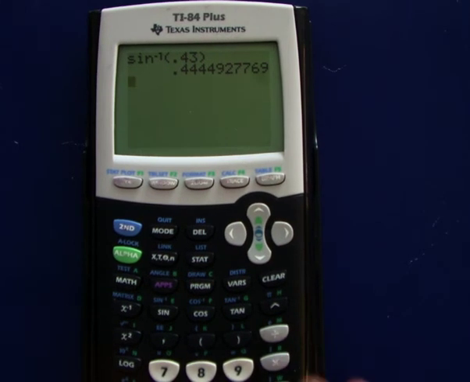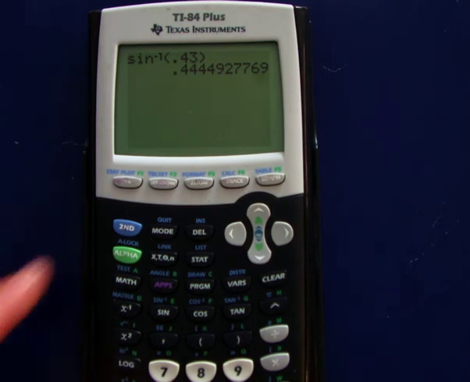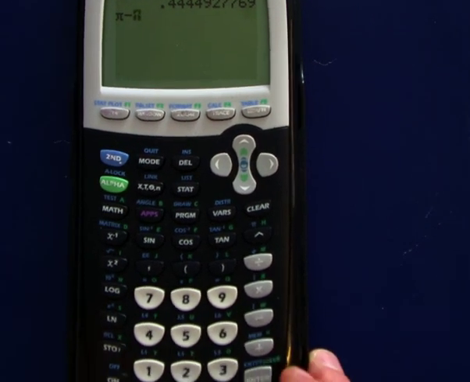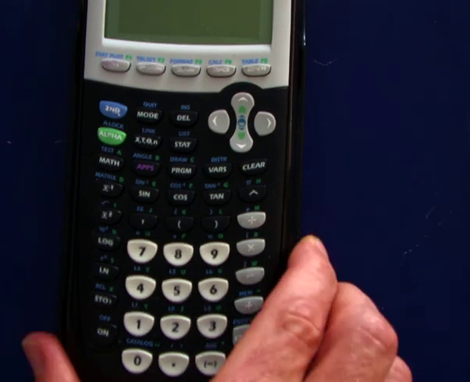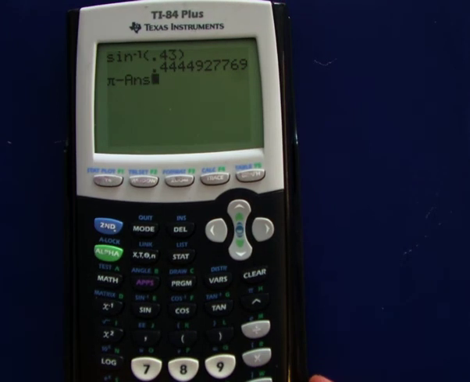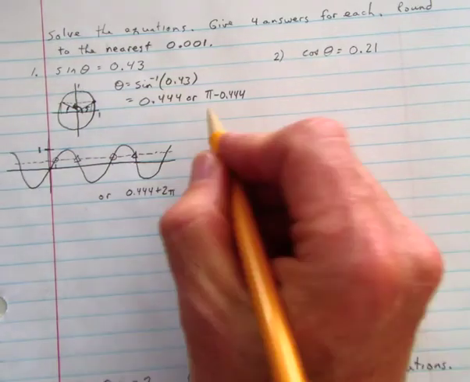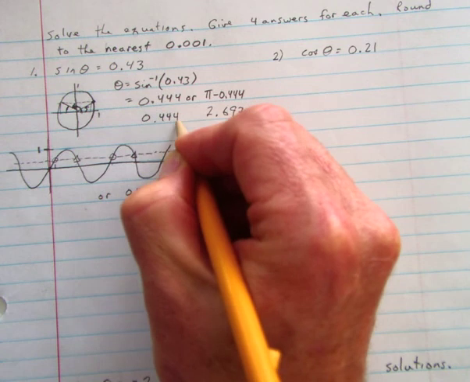On the screen right now, since I already have the 0.444 part, what I could do is just hit there. Our first solution was pi minus, so we'll go second pi minus, and we can go second, and at the very bottom, right below the 3, there's a negative sign, and it says answer there. You can press that one, a second answer, and it's going to basically put the number that came before it, the 0.444. And so this gives us 2.697. So we have there, or 2.697. So now we have those two solutions.